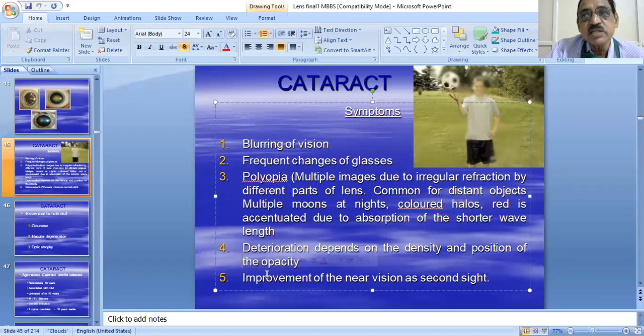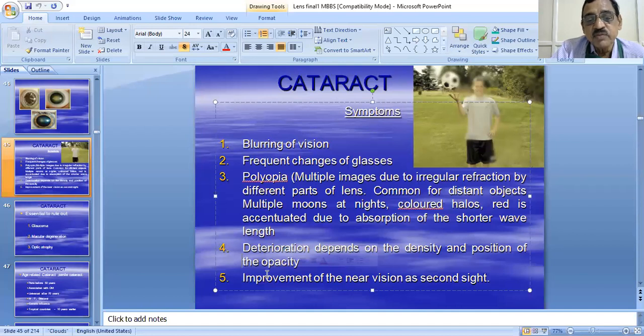In case of a central lenticular opacity or axial opacity, these people will have difficulty during the daytime, whenever they go into sunlight or bright light. It's because the pupil gets constricted, and because there is a central lenticular opacity, the light rays coming from infinity get obstructed by the opacity, and the patients have more problem in bright light than in the dusk.